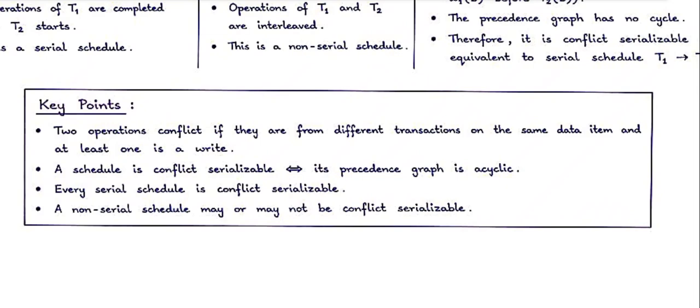A schedule is conflict serializable if its precedence graph is acyclic. Every serial schedule is conflict serializable. A non-serial schedule may or may not be conflict serializable.